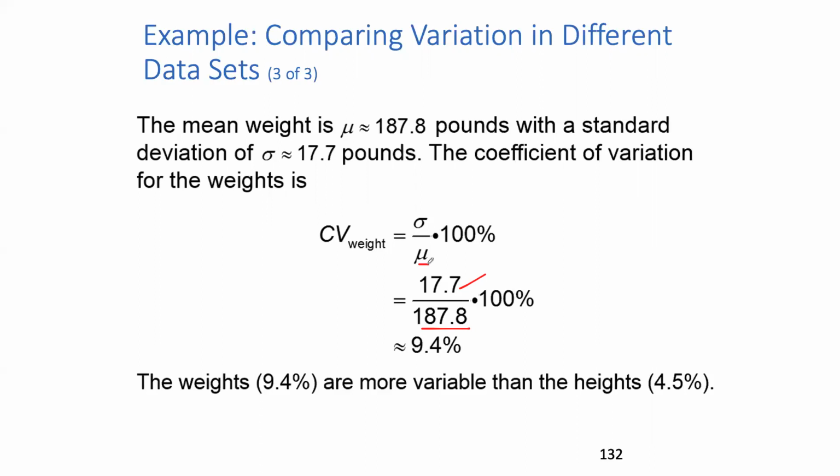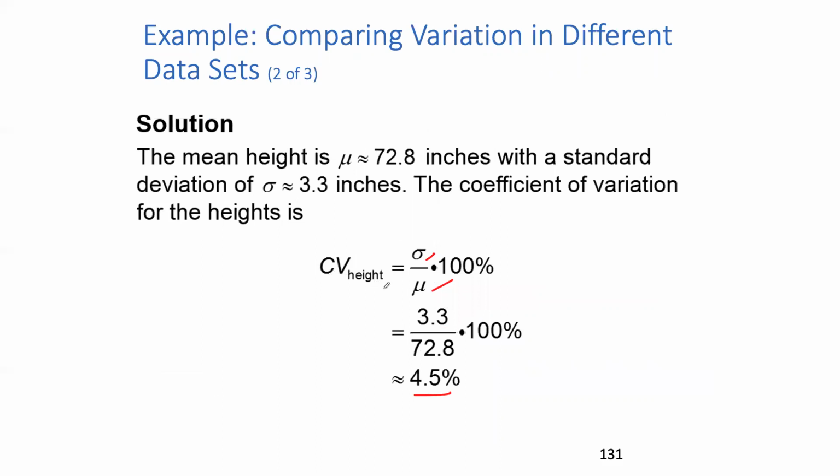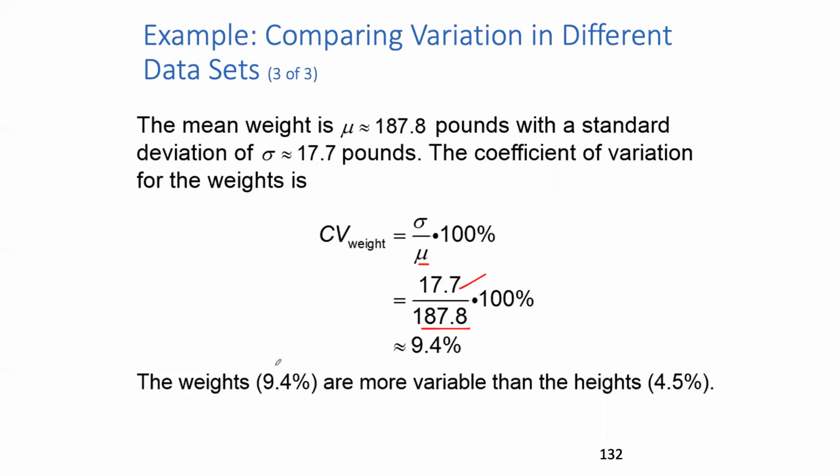So it allows us to compare things. Here, the coefficient of variation of weight, as a percentage of the average weight, is about 9.4%, versus the coefficient of variation in height. The average is 72.8 and the standard deviation is 3.3, so the coefficient of variation is 4.5%. The higher this number is, the more variation there is, right? So we can say that the weights here are more variable than the heights.